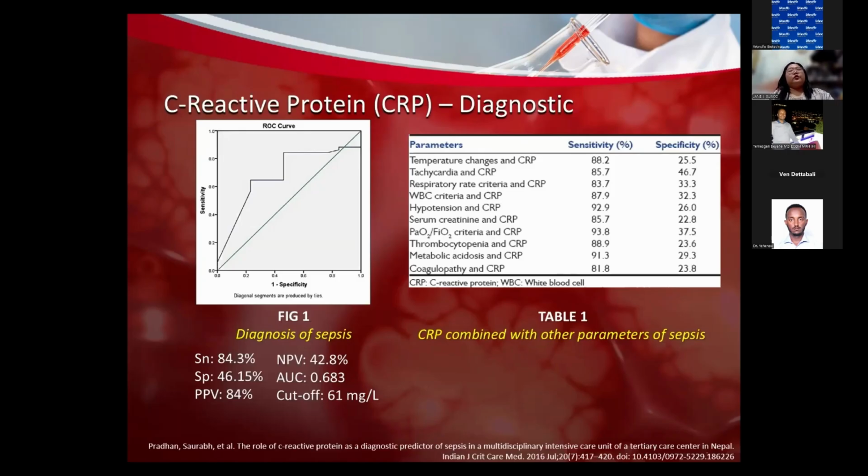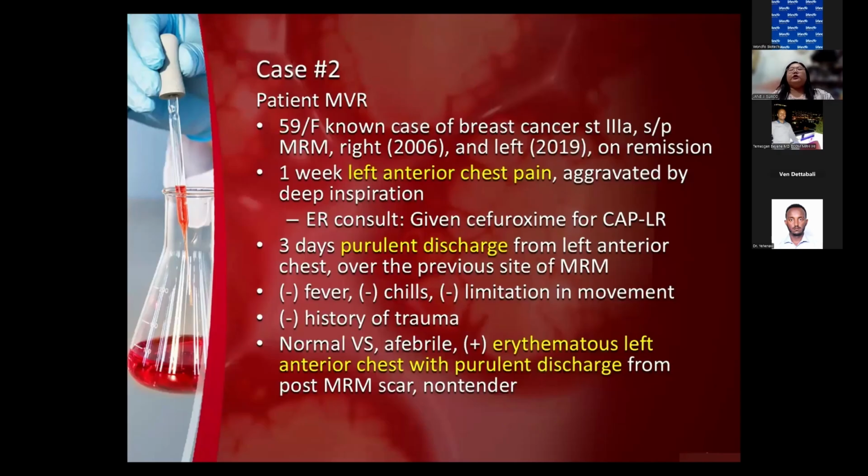So let's go to the next case, which is our patient MVR, a 59-year-old female, known case of breast cancer, stage 3A, underwent MRM bilaterally, right and left, with the right being done first, and is currently in remission. One week prior, she presented with left anterior chest pain aggravated by deep inspiration. Upon ER consult, she was diagnosed as having low-risk community-acquired pneumonia and was given cefuroxime.